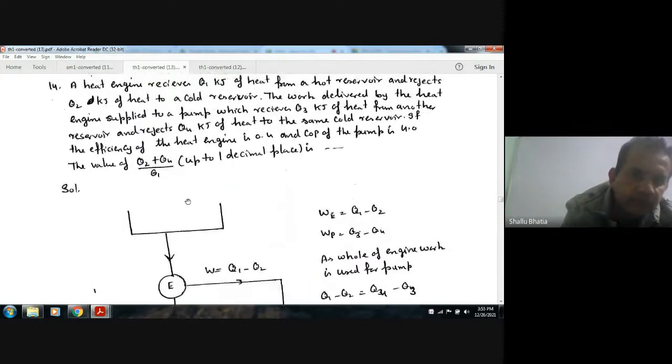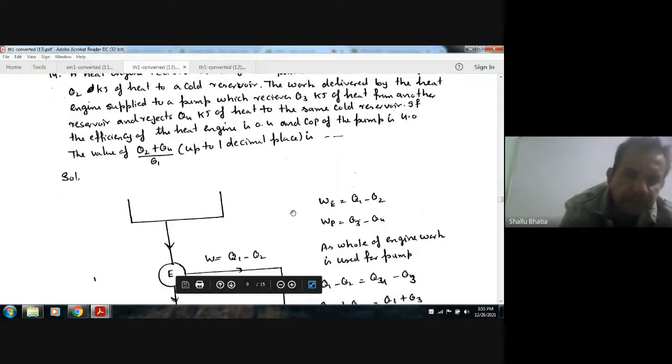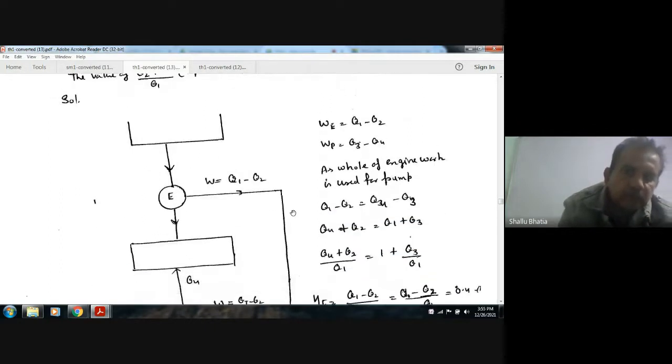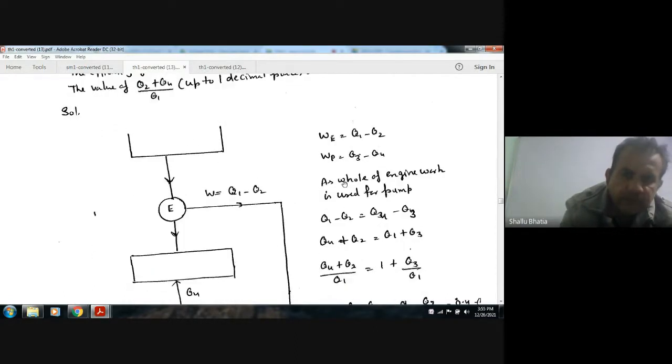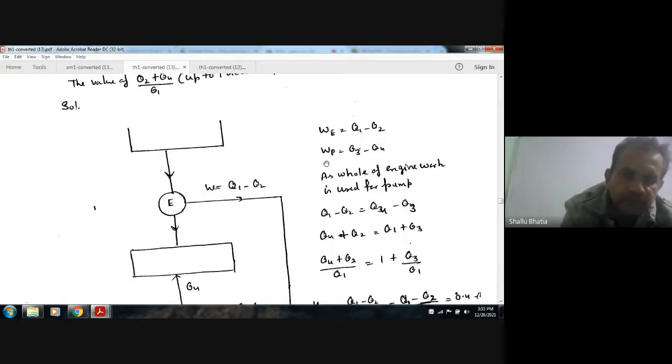If the efficiency of this engine is 0.4, and the COP of this pump is 4, then we have to find out the value of (Q2 plus Q4) by Q1. So the work done by the engine is Q1 minus Q2, and the work done by the pump is Q3 minus Q4.